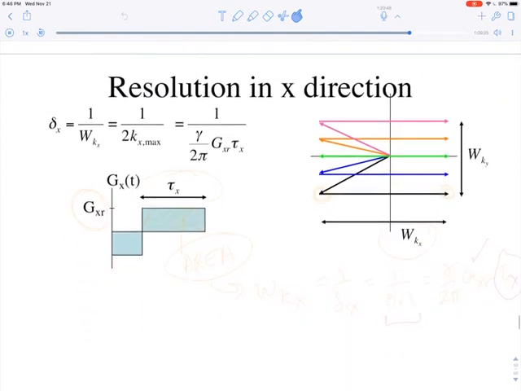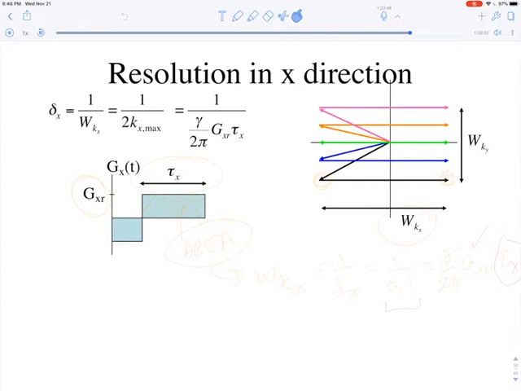The next question is the resolution in the x direction. Remember, the resolution depends on how far out I go from one end of k-space to the other end of k-space. Basically, to go from this side of kx to this side of kx, that's done by this gradient. That's the gradient that does it. It moves me from one side to the other. So how far I move is simply the area of this gradient, right?